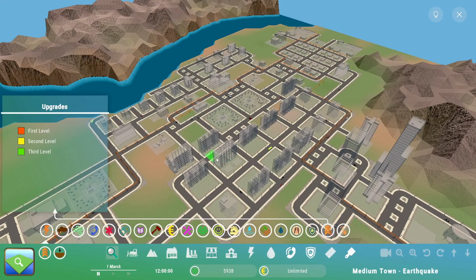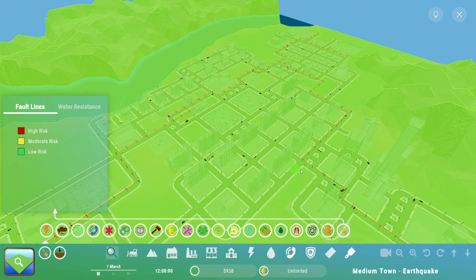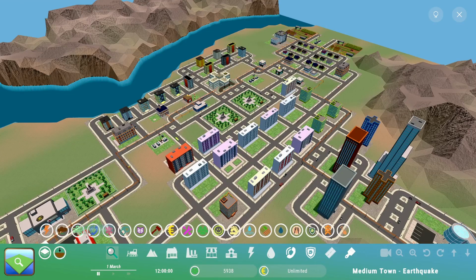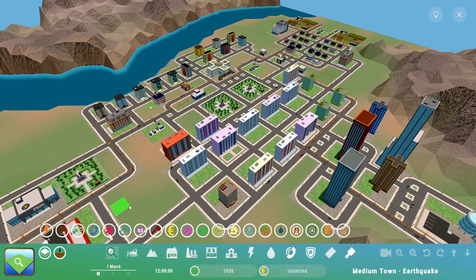Upgrades is displaying the upgrade level of each building on the map so you can see at a glance the state of your town. And finally, soil properties shows the fault lines of the map so you can determine which areas are safer against an earthquake, and the soil resistance of the map that will help you find safer areas against floods.